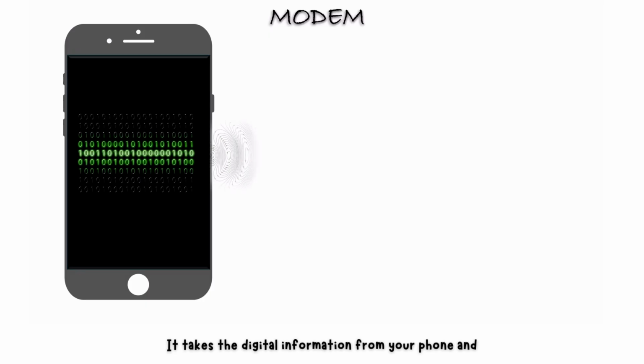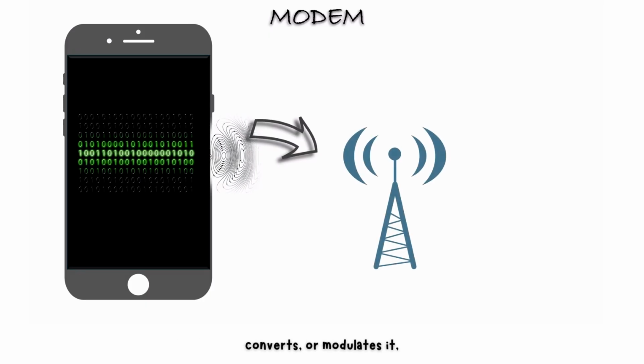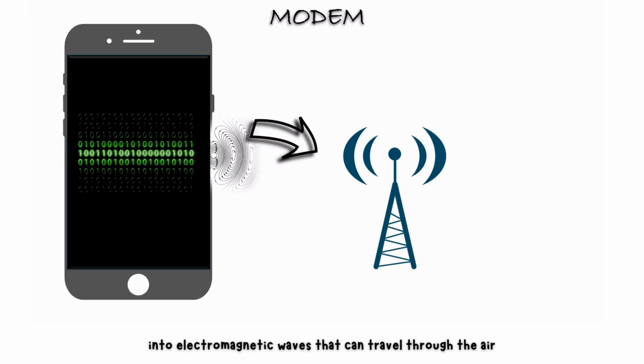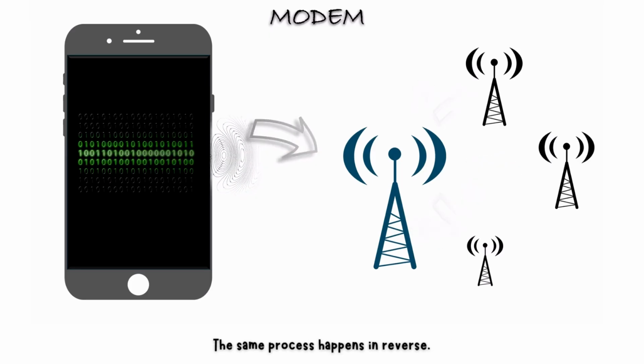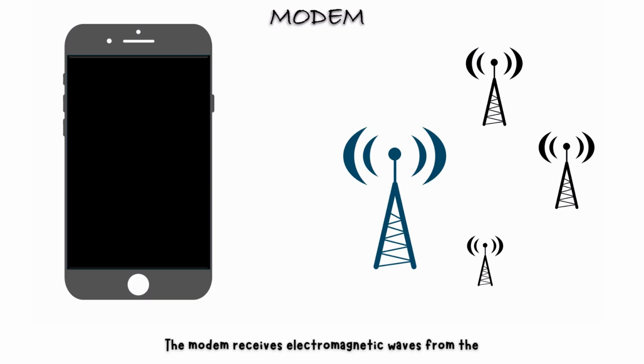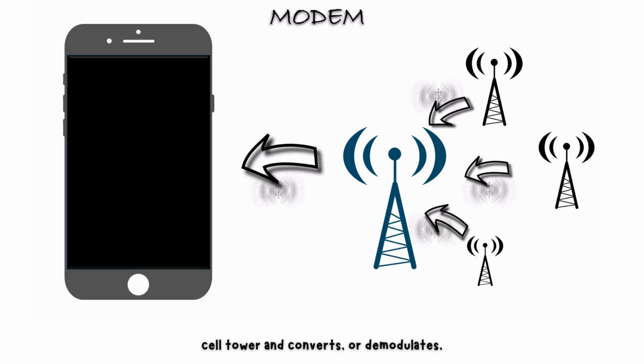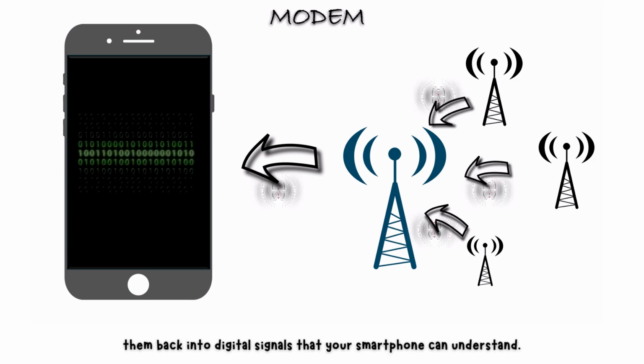It takes the digital information from your phone and converts or modulates it into electromagnetic waves that can travel through the air to reach the nearest cell tower. The same process happens in reverse. The modem receives electromagnetic waves from the cell tower and converts or demodulates them back into digital signals that your smartphone can understand.